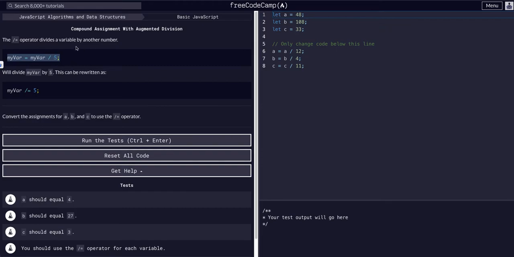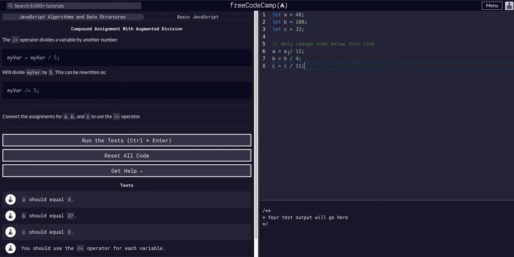We're just going to learn that instead of saying var equals var divided by 5, so another instance of var, you can just simply say var divided by equals 5. So it kind of shortens it up, cleaner code, easier to read once you get the hang of it. So we have to refactor these.